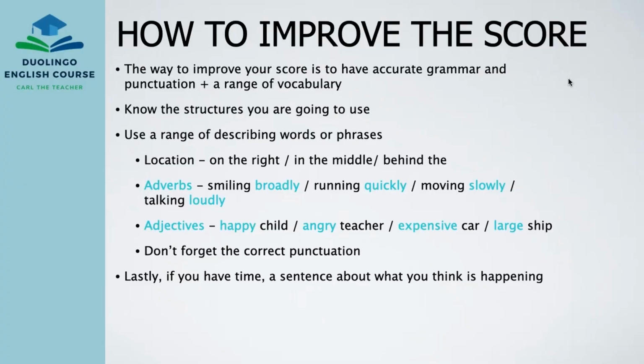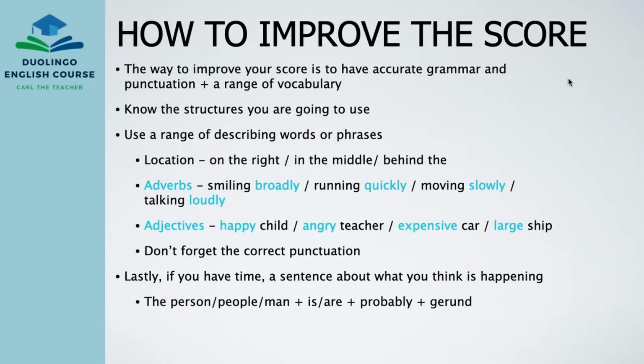Lastly, if you have time, a sentence about what you think is happening. So this could be like a third paragraph, and you'll see in a minute on some of the ones that I give a practice for how I've set it out in paragraphs. But it could just be, if you've only written 2 sentences already, a third sentence to make you think about what is happening. Say your opinion about what you think is happening. Again, it will show that you have a broad range.